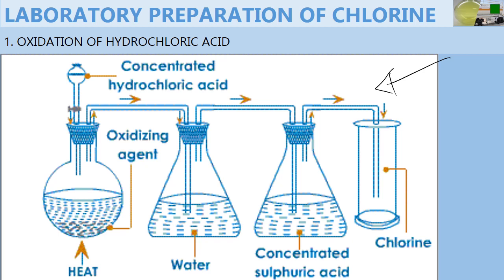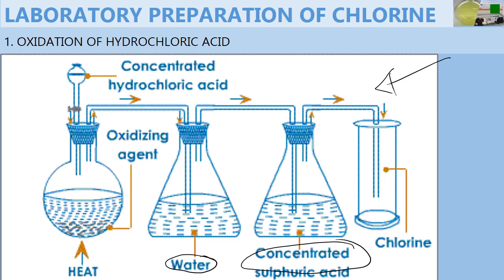The gas is first passed through water or sodium hydrogen carbonate solution in order to remove the acid spray or the hydrochloric acid fumes from the gas. Then secondly, it is passed through concentrated sulfuric 6 acid to dry the gas. It is collected by downward delivery because it is denser than air.